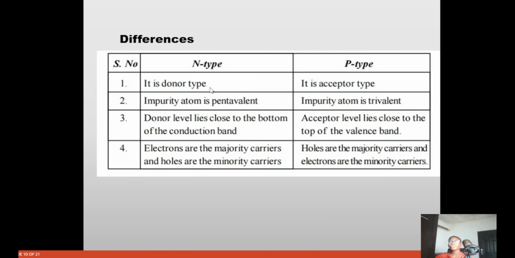N-type is the donor type, that is the negative, it gives. While P-type is the acceptor type. In N-type the impurity atom is pentavalent, while in P-type the impurity atom is trivalent. Donor level lies close to the bottom of the conduction band.